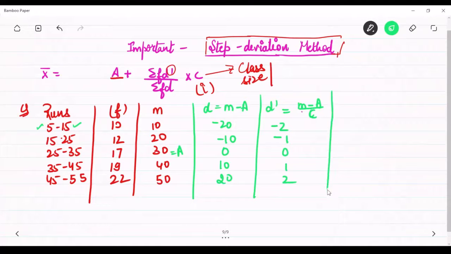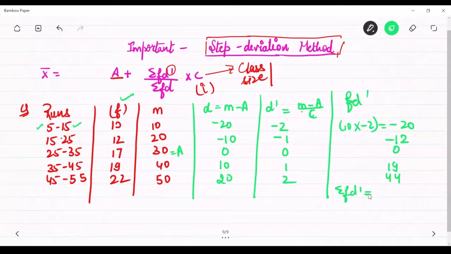Now the final thing that we require according to the formula is F D dash. So where is the F? Okay, here we have F. So 10 into minus 2. What we are going to get is minus 20, then minus 12, 0, 19 and 44. We need to sum all these products. So what we are going to get here is 31.